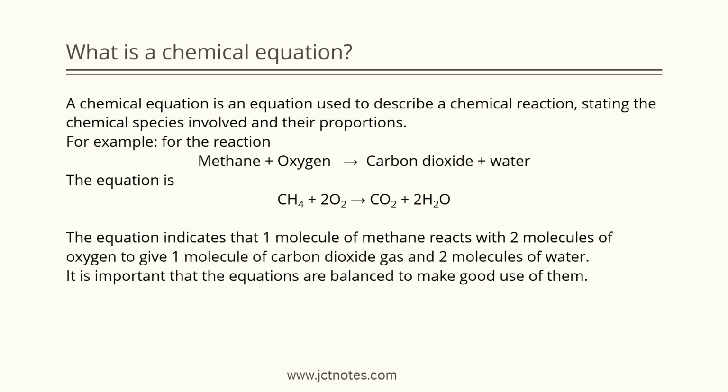In this case, a chemist will write CH4 plus 2O2, arrow, CO2 plus 2H2O, meaning that one molecule of methane reacts with 2 molecules of oxygen to give 1 molecule of carbon dioxide gas, and 2 molecules of water. With this information, we can use the chemical reaction for further applications. But how does a chemist know how many molecules of each component there are? Well, this is what we call balancing the equation, and it is what we are going to do here.